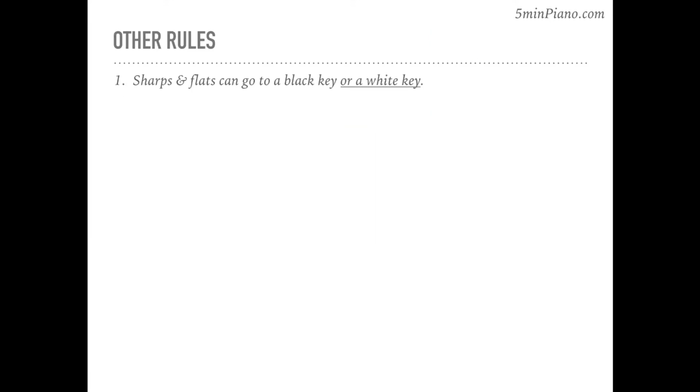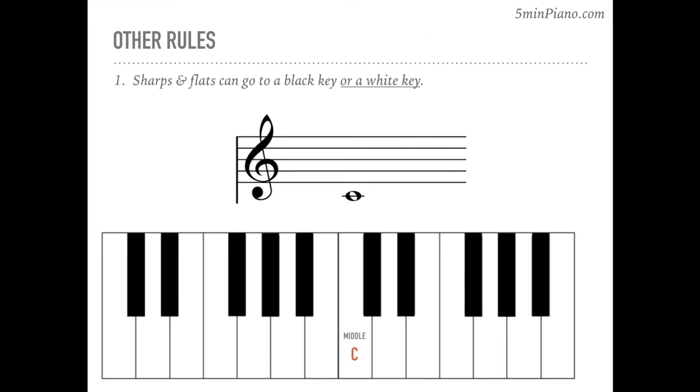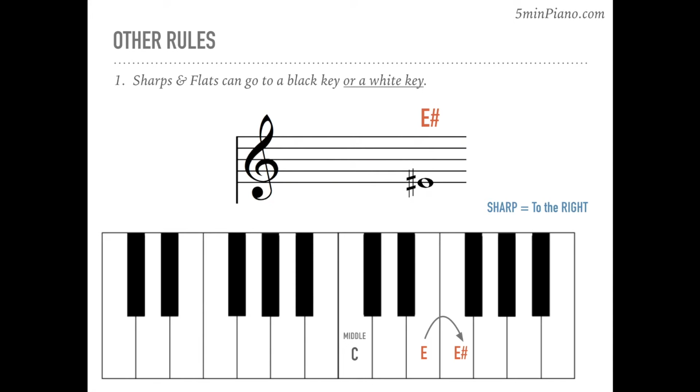Note that sharps and flats can go to a black key or a white key. In the case of C flat, we'll go down a half step, which puts us on B, which can also be called a C flat. Another example, E sharp is actually the same key as F.